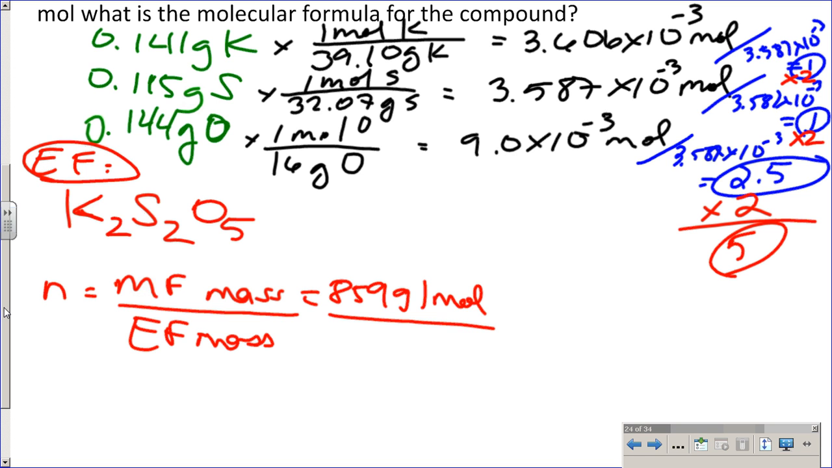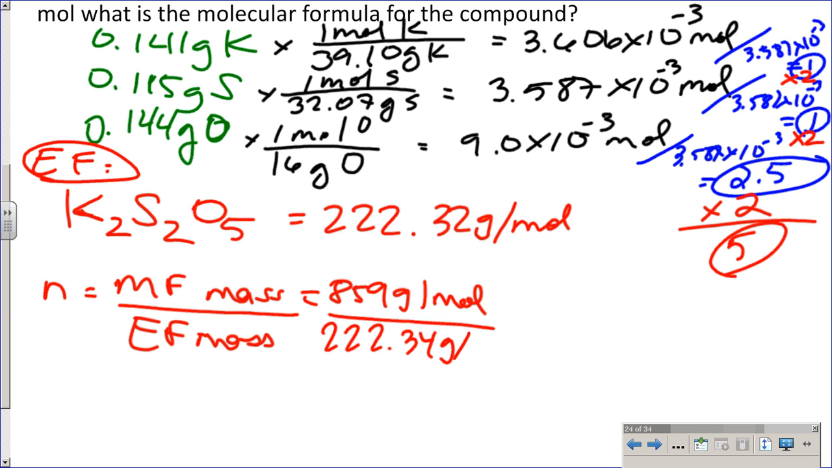So I need to add up 2 Ks plus 2 sulfurs plus 5 oxygens. I know you're doing that in your head right now. Tell me if this is what you got in your head. About 222.32 grams per mole. All right, so this is the EF mass. This goes in the denominator. 222.34 grams per mole. Good.